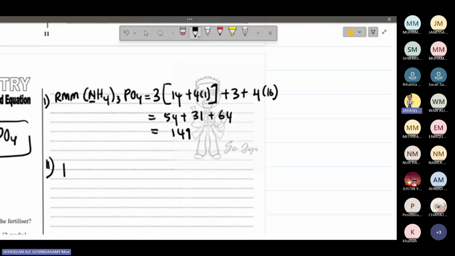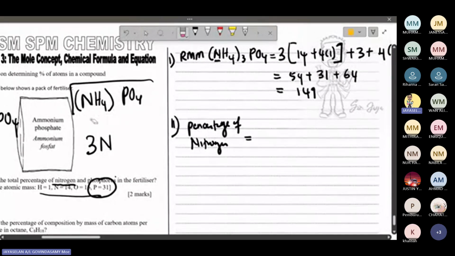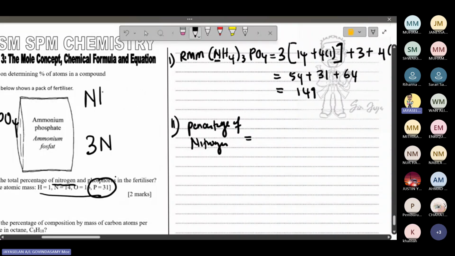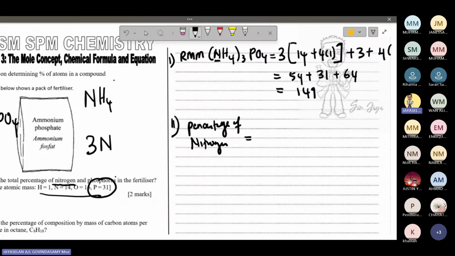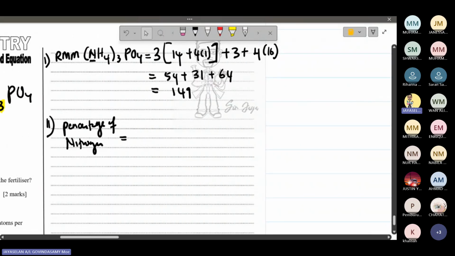Second step, you do what? You find the percentage. Percentage of nitrogen. Okay, dalam ammonium phosphate ada berapa nitrogen atom? So you see here NH4, you bracket, you put 3, PO4, right? Nitrogen ini ada berapa? 3, right?